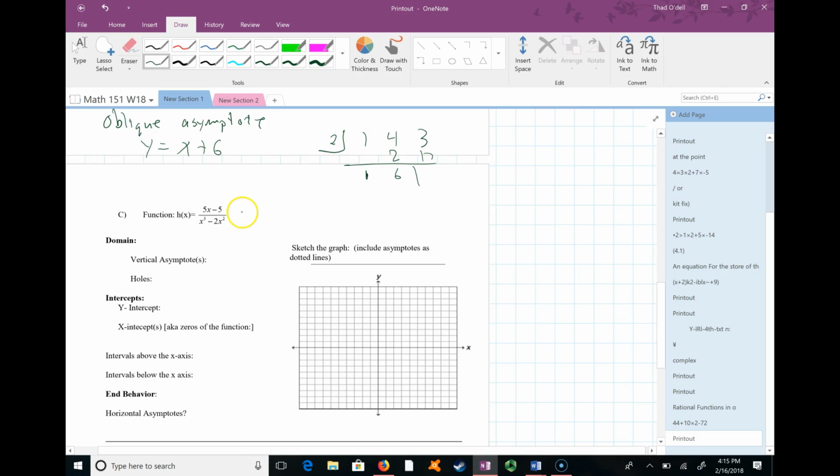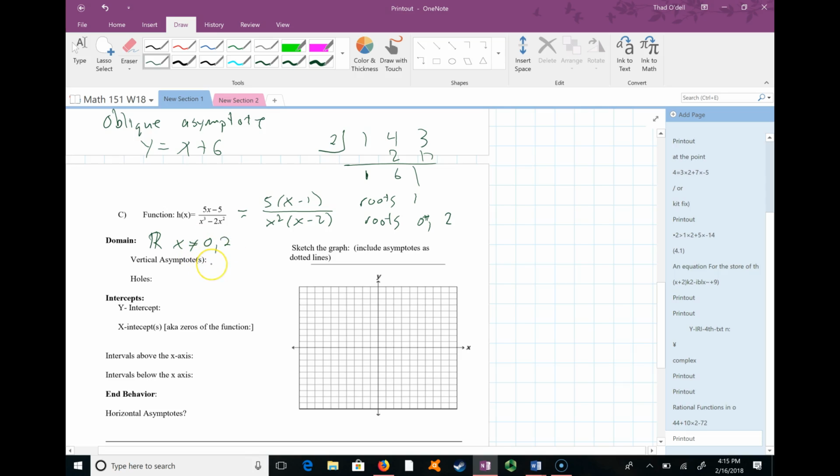All right, let's do another one here. This would be 5 times x minus 1 on top. And that would be x squared times x minus 2 on the bottom. So the roots on top would be 1. Roots on the bottom would be 0 and 2. And 0 has a multiplicity of 2 because it has 2 factors that produce 0. No matching factors. Let's see, the domain would be all real numbers, x not equal to 0 or 2.